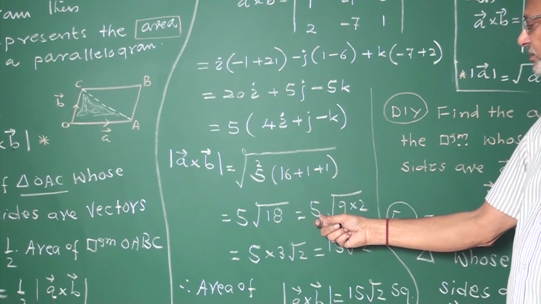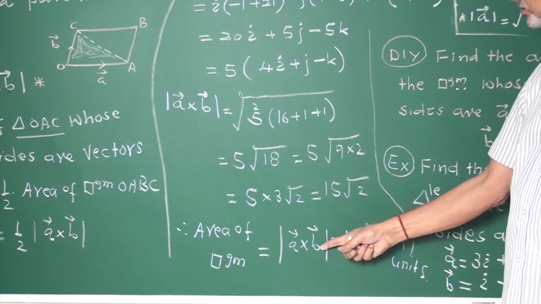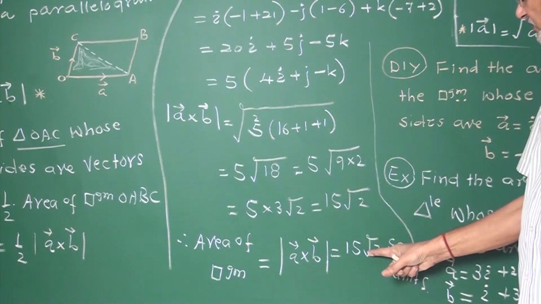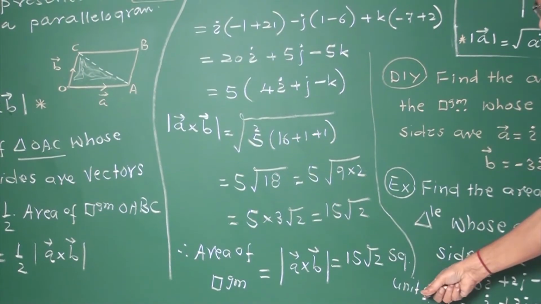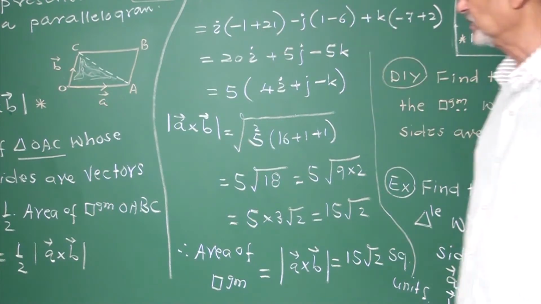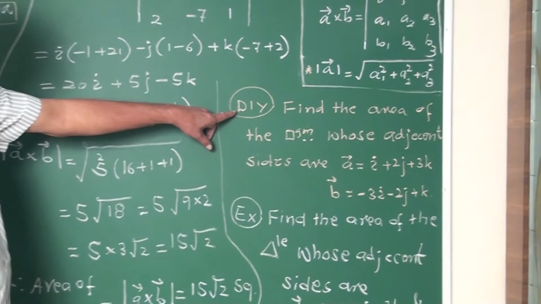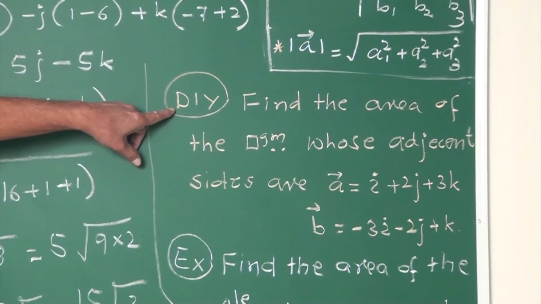Magnitude of A cross B. Then this is the formula to find the area of a parallelogram. Magnitude: substitute the value of the magnitude of A cross B. Area means it is in square units, my friends. This is one example, and this is the example that you must do yourselves, DIY.